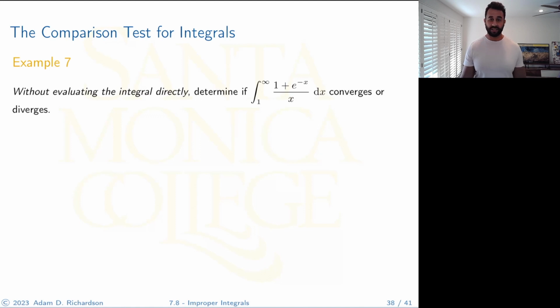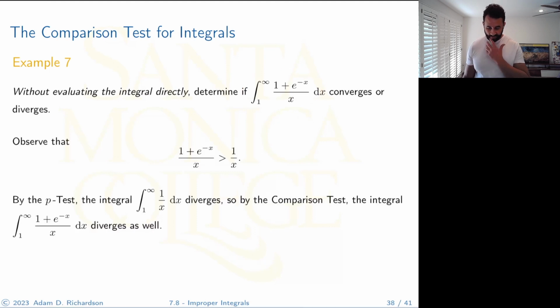Okay, now let's do it together. The first thing that jumps out to me is this x in the denominator. So what I see here is basically something over x. I feel like maybe I could compare this to the function 1 over x. And then if I can compare it to the function 1 over x, I could think about the integral of 1 over x, because I know what that integral does, because that's a p integral.